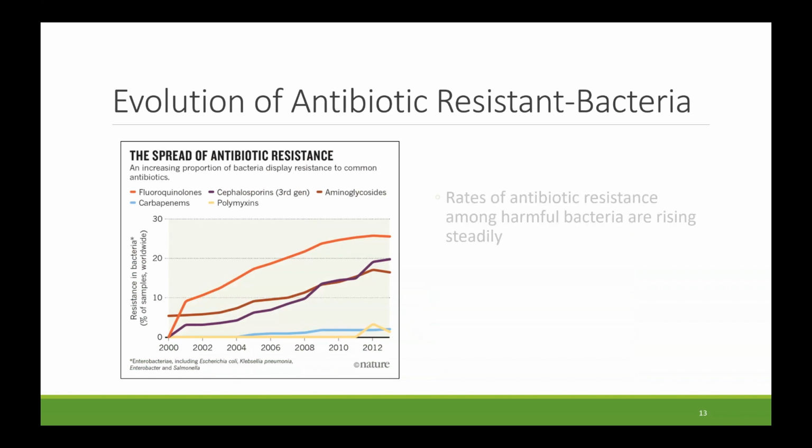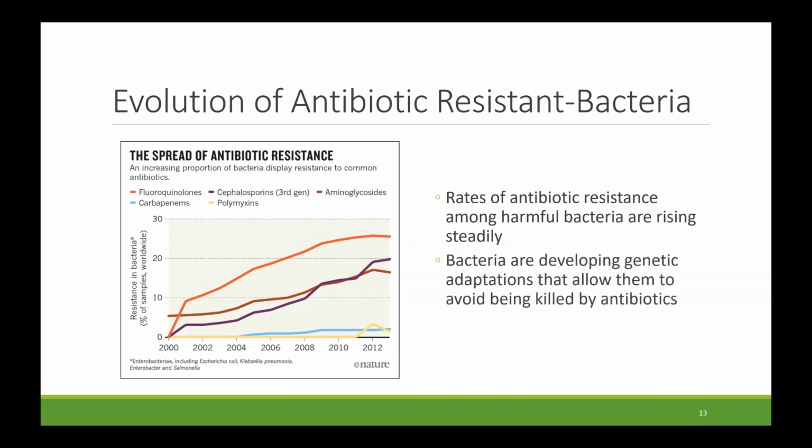So this graph shows you how rates of antibiotic resistance among harmful bacteria have been increasing over time. The lines that you see on the graph represent some of the different major classes of antibiotic drugs that are used to treat infections. And as you can see, the percentages of bacteria that are resistant to these drugs is going up. That's because bacteria are developing genetic adaptations that allow them to survive and avoid being killed by antibiotics. The genetic profile of these bacteria is changing over the course of generations because of human antibiotic use. And that's evolution in action too.